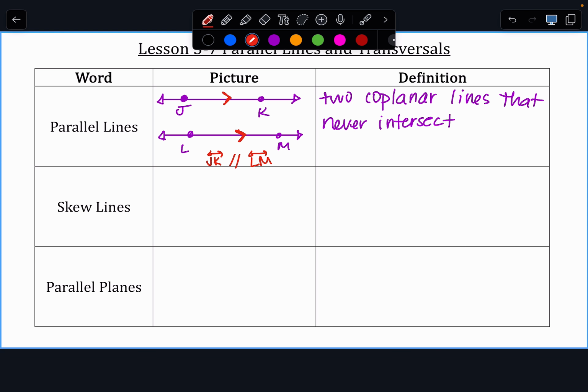All right. Now, skew lines. Raise your hand if you've heard of a skew line. Non-coplanar lines that do not intersect.